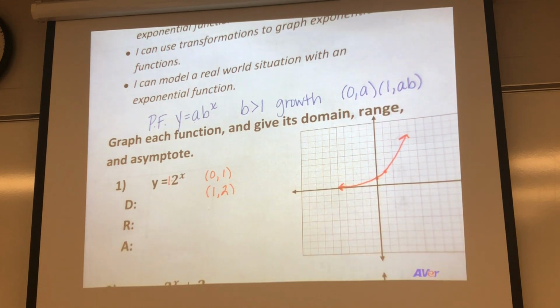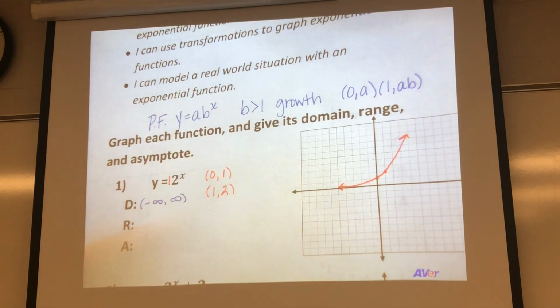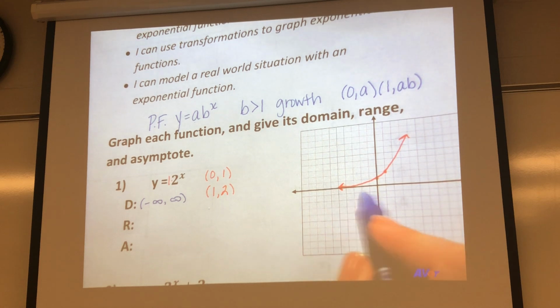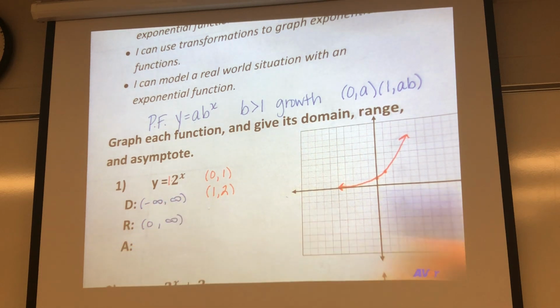The domain of an exponential is all real numbers, so we say negative infinity to infinity. Its range, though, because it can't cross this x-axis, is just 0 to infinity. The asymptote is y equals 0.